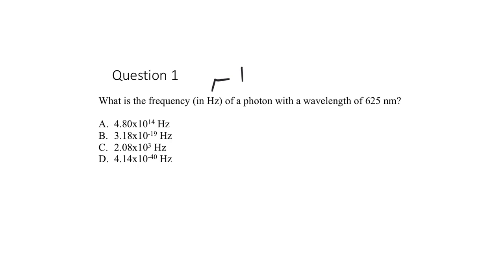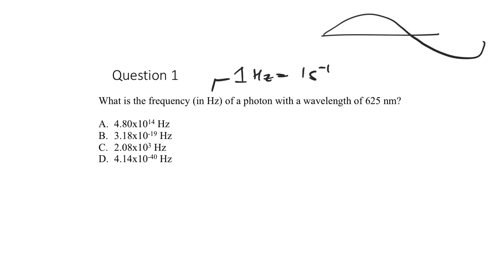Let's remember that 1 hertz is equal to 1 inverse seconds, so it's a number of wavelength cycles. If you're thinking of light traveling, a wavelength is how long it takes in distance for a wave cycle of light to complete. So the distance that this travels, that's our length, is equal to the wavelength. And then how many wavelength cycles complete per second is the frequency.